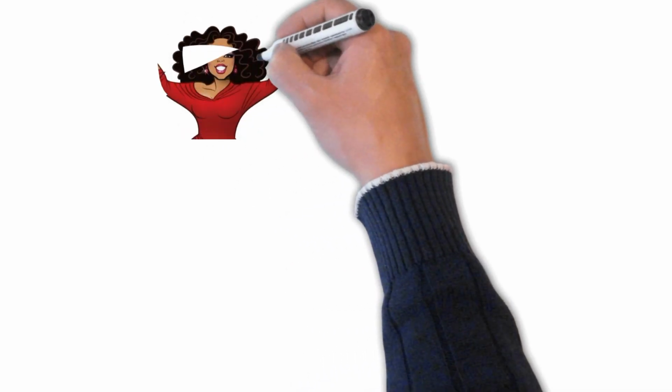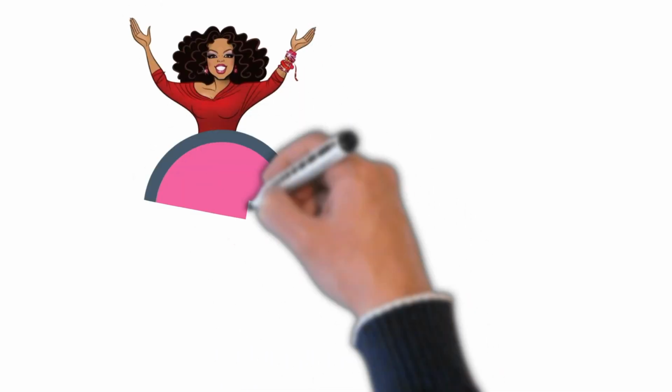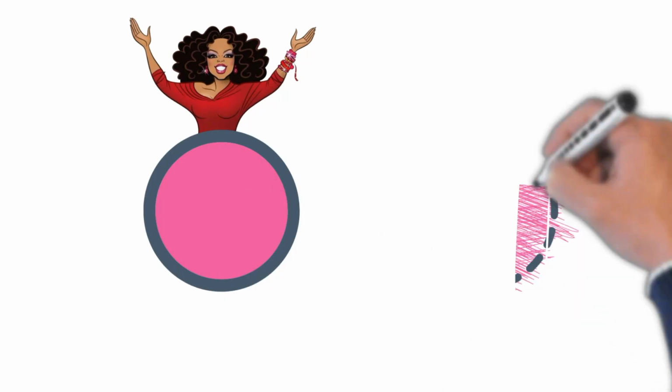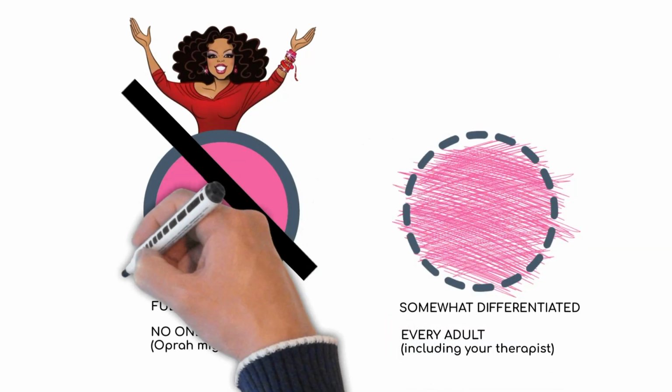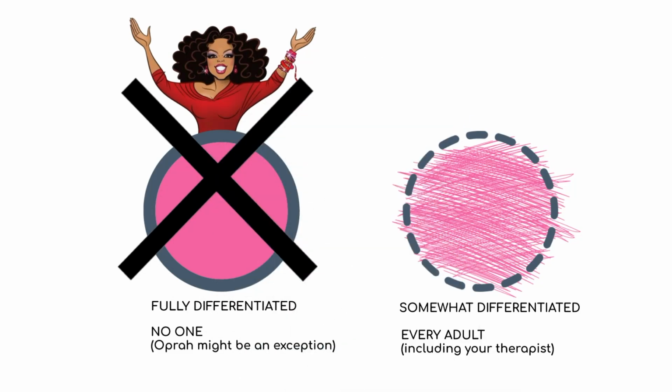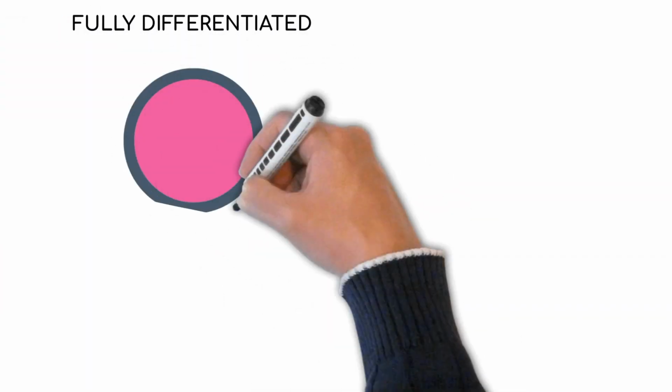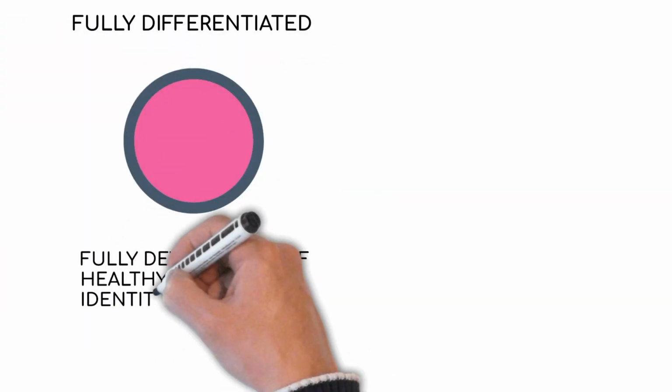But there's a major flaw in everything that I've described so far, and that is because nobody, aside from Oprah, actually reaches a full level of differentiation. So that means that every adult, including me and you, are not fully differentiated. The sense of self is not fully formed. The boundaries around ourselves are not entirely solid, and we tend to borrow a sense of self from the people around us.